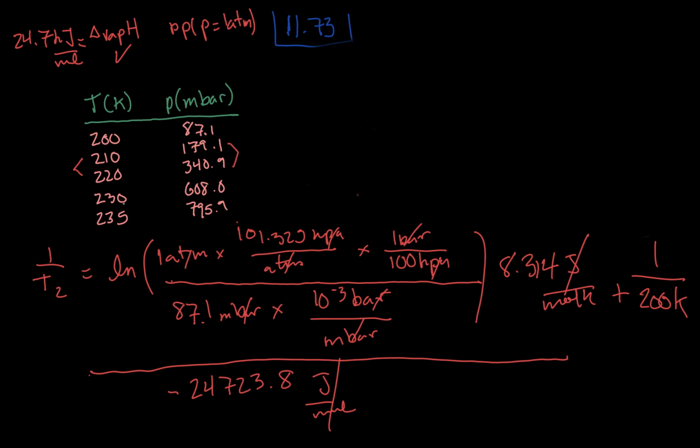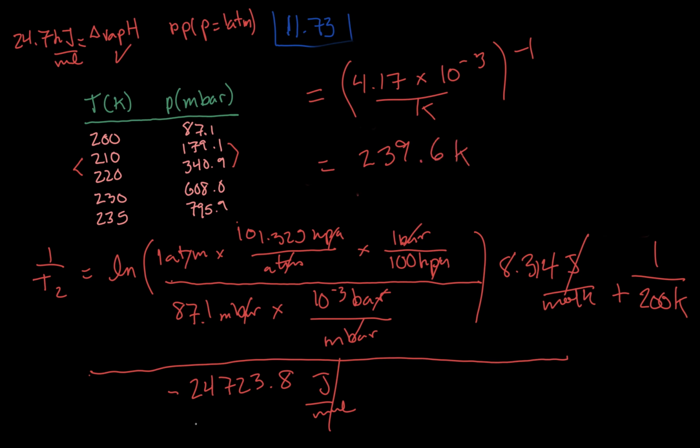Okay, that's given us room enough up here to get, what did I get? 4.17 times 10 to the negative 3 over Kelvin, because of this 1 over K thing. So if we take the inverse of this, then we'll get our temperature, and we do find 239.6 Kelvin.